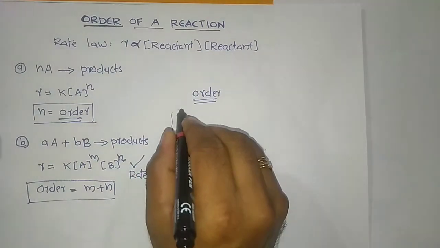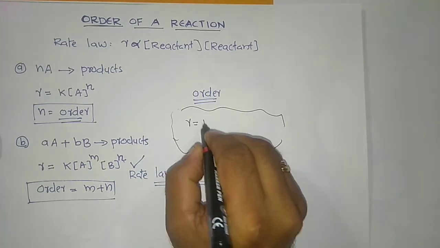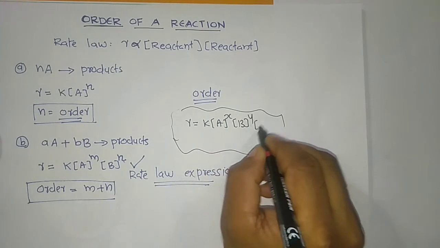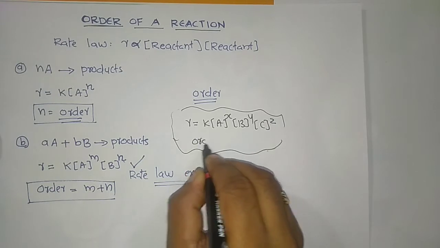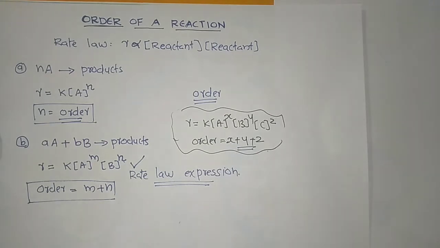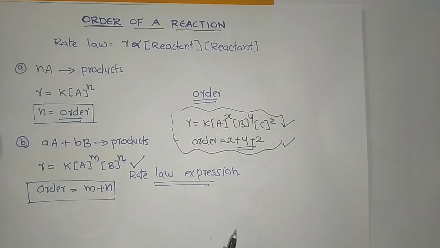Now, one simple example. Rate law expression R is equal to K into A raised to x into B raised to y into C raised to z. Then order is equal to x plus y plus z. Okay, this is order. What is order? Order is the sum of powers to which each concentration term is raised in a rate law expression. Clear? Okay.